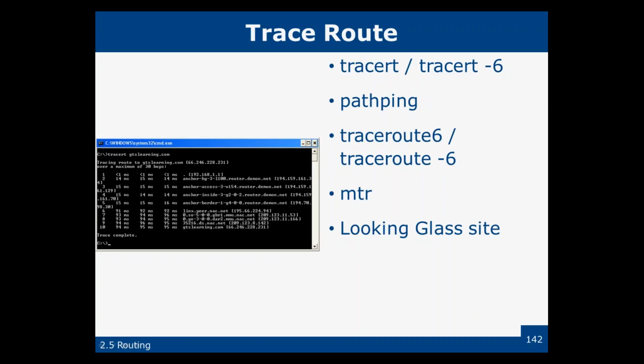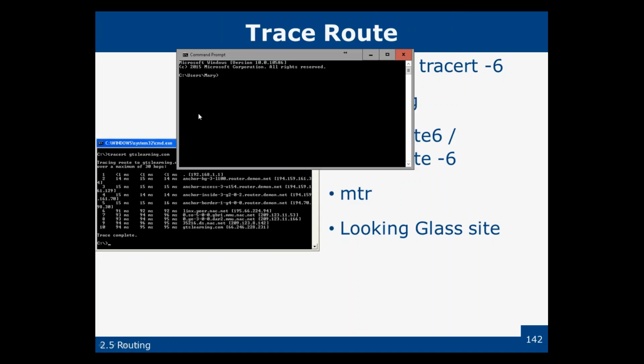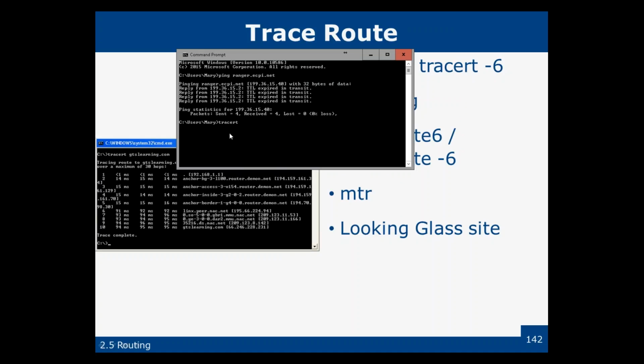I think they probably fixed it by now. If I ping ranger.ecpi.net, we get a TTL expired in transit. That typically is going to be the time to live expired in transit. We didn't get any answer from it. If we do a traceroute, and if we do a -d, it doesn't do the DNS resolutions, which makes it much faster.